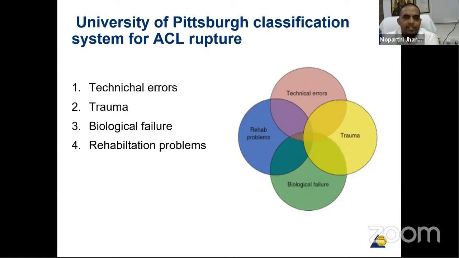Next is the rehabilitation problem. Rehabilitation problem is one of the factors, because if our post-rehabilitation program is not good, or if the patient goes for early aggressive rehabilitation, or our concerned physiotherapist doesn't have any knowledge of how to rehabilitate the primary ACL. So these are all the four factors the Pittsburgh classification system has given: the technical errors, trauma, biological failure, and the rehabilitation problem.